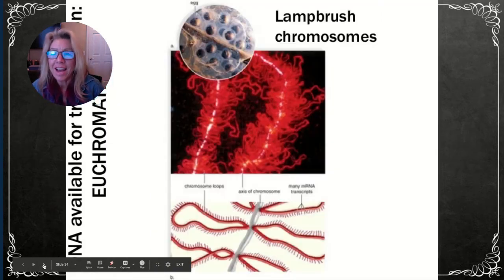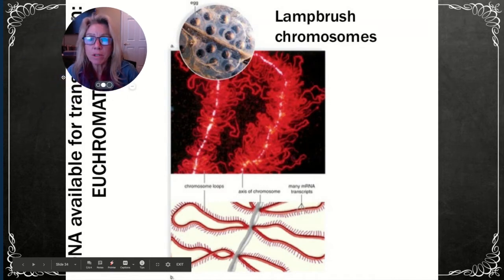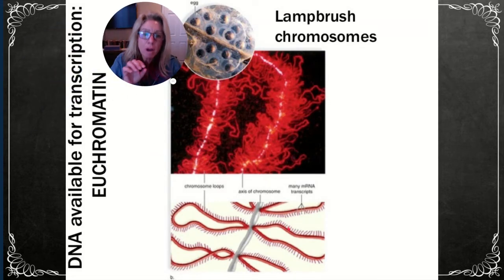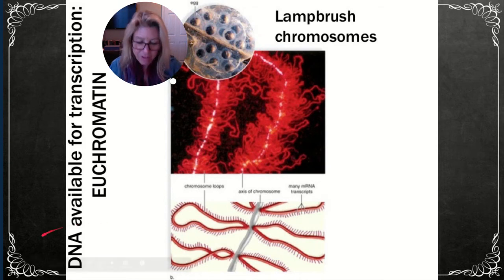Yes. Okay, and then lampbrush chromosomes. This is an example of euchromatin, and this is where parts of the DNA are looped out. It's called lampbrush because those would be kind of old school for cleaning lamps. Think of it like a test tube brush and how you have those bristles coming out there. So that's showing you what DNA is available and would be considered euchromatin. And so I gave you everything for that too.